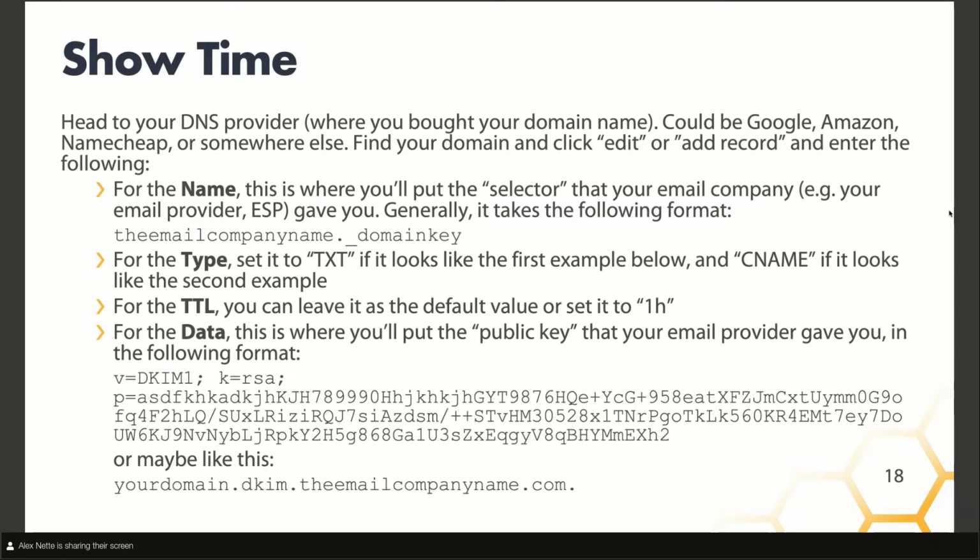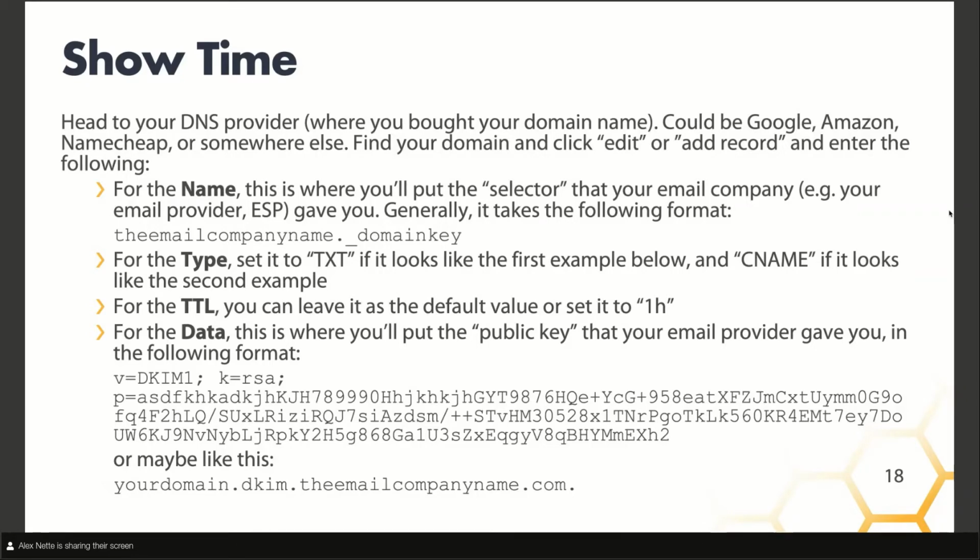And for the data, this is where you'll put the public key that your email provider gave you. It'll come in one of two formats, either the first one here, where it's v=DKIM1 and then a long string of characters, or it might just be a simple URL like the one below.